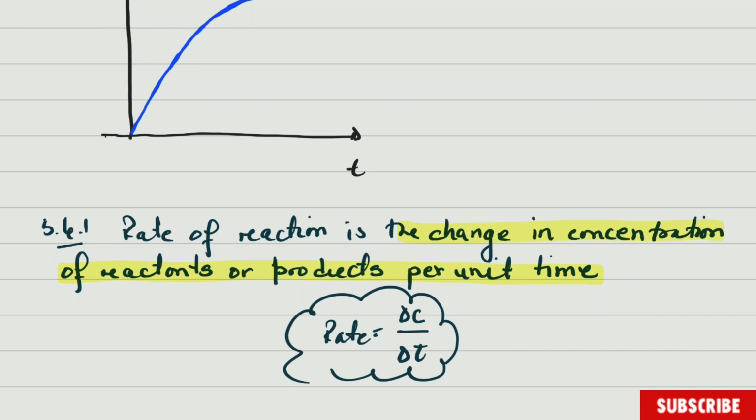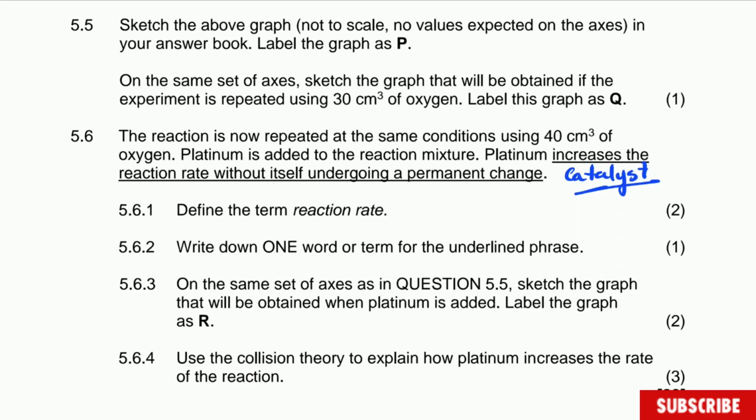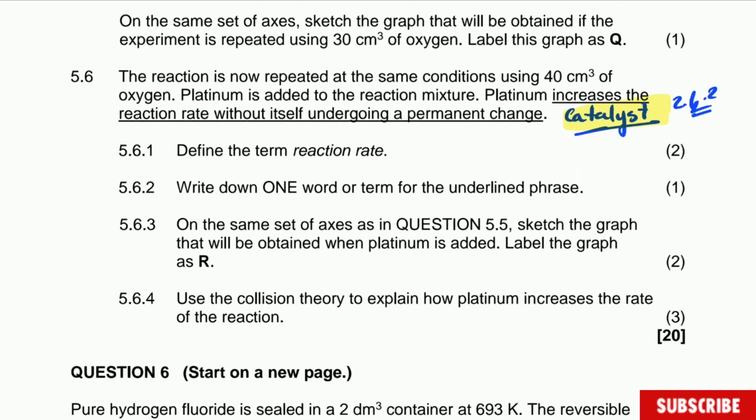Okay, so that is question 5.6.1. Question 5.6.2. Write down one word or term for the underlined phrase, guys. We answer here. This one is question 5.6.2. It is a catalyst. Catalyst is the substance that increases the rate of the reaction without itself undergo a permanent change. It's not form part of the reaction. On the same set of axes as question 5.5, sketch the graph that will be obtained when platinum is added. Label the graph R.